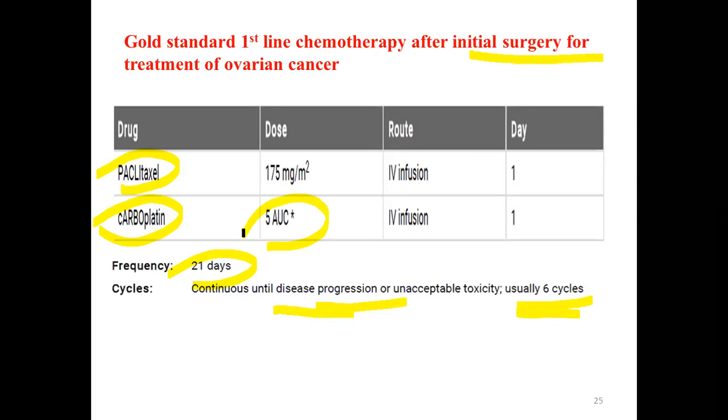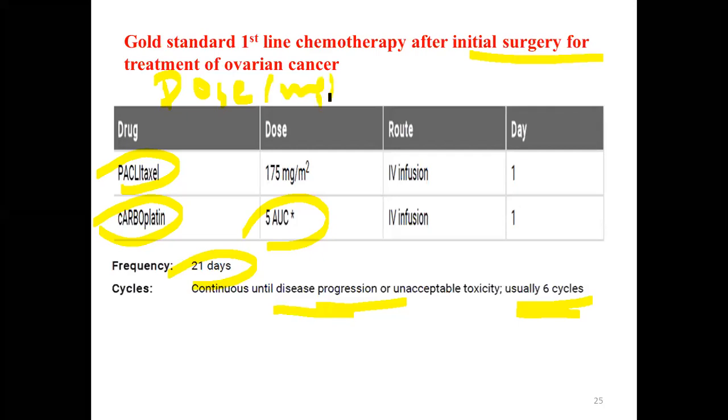So what does it mean? What does it mean when you give 5 area under the curve of carboplatin? The dose is calculated using the Calvert formula. Maybe can you remind us, Tiffany, how we calculate the dose of carboplatin based on the Calvert formula? The targeted area under the curve, which in this case will be 5, times the patient's GFR plus 25. Okay, area under the curve times GFR plus 25.